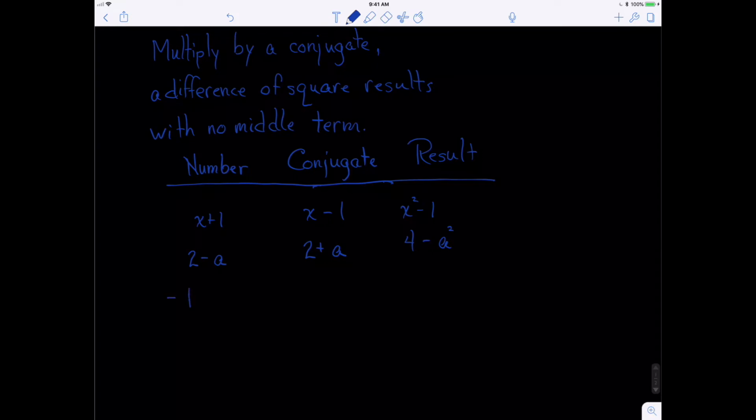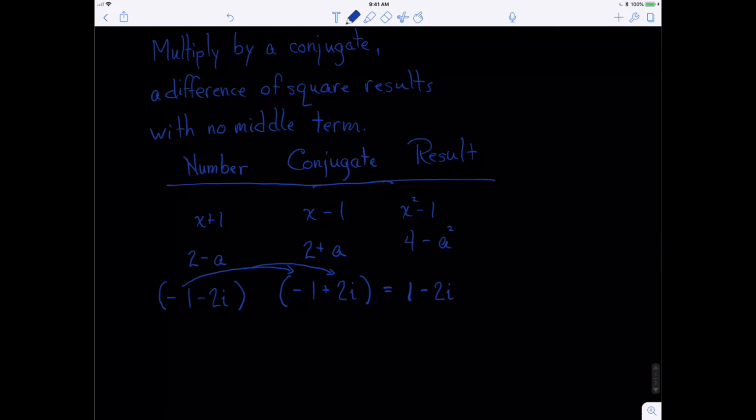What if I have -1 minus 2i? Well, the conjugate is simply to change the sign between the two numbers. So this becomes -1 plus 2i. Just to show you how this works, let's take a moment and distribute this. We're going to start with the -1. So distribute the -1 through the parentheses. That's going to be -1 times -1 is 1. -1 times 2i is minus 2i.